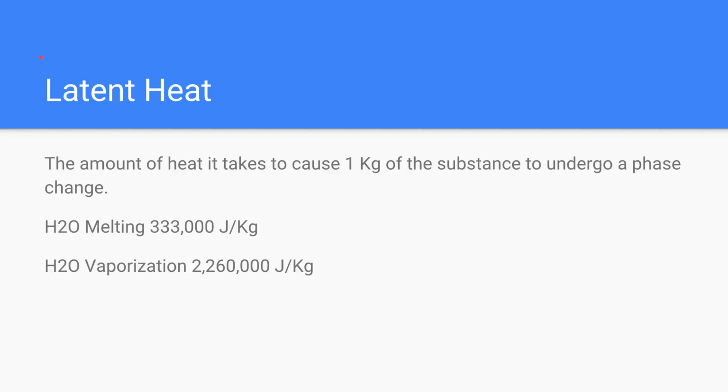Latent heat is the amount of heat it takes to cause 1 kilogram of the substance to undergo a phase change. For example, for H2O, or ice, water, and steam, it will take 333,000 joules to melt 1 kilogram of ice into water. And to take water and vaporize it into steam, it'll take 2,260,000 joules per kilogram of water.